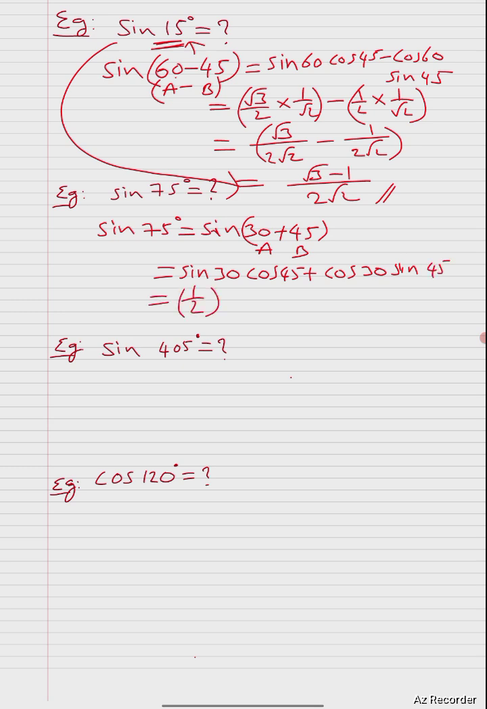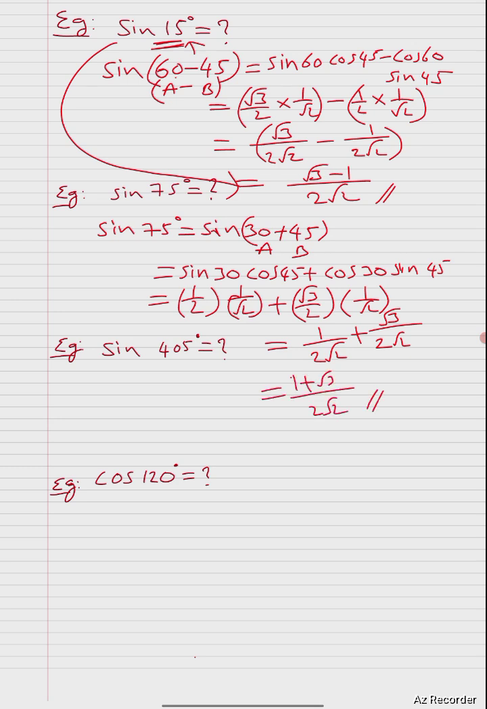What is the value of sine 30? It is 1 by 2. What is cos 45? It is 1 by root 2. Plus, what is cos 30? Cos 30 is root 3 by 2, multiplied by sine 45, which is 1 by root 2. If you simplify this, in the first term the denominator is 2 root 2 and the numerator is 1, plus in the second term the denominator is 2 root 2 and the numerator is root 3. So it gives you 1 plus root 3 by 2 root 2. So what is the value of sine 75 degrees? Sine 75 degrees is 1 plus root 3 by 2 root 2.